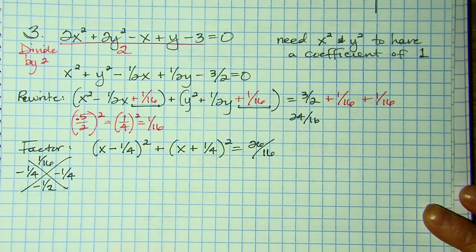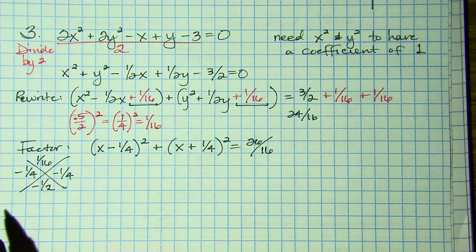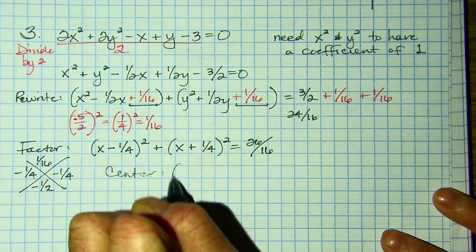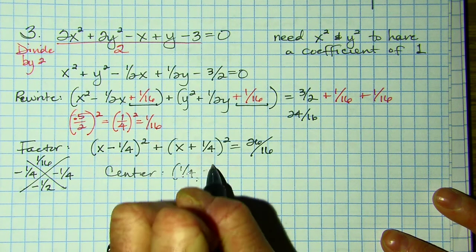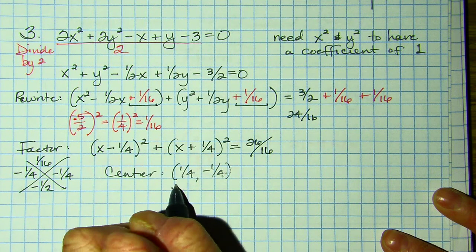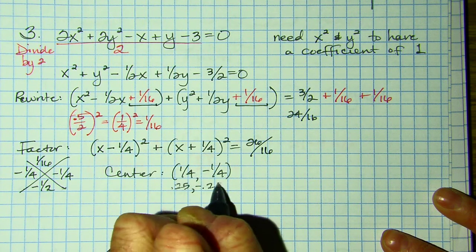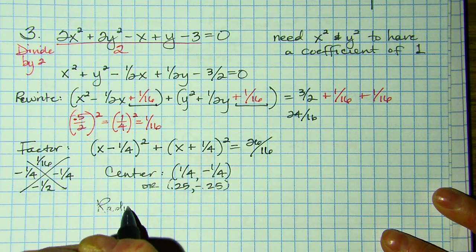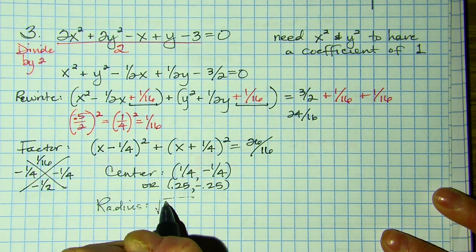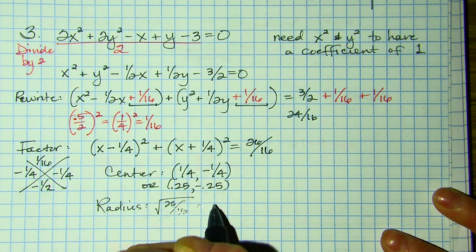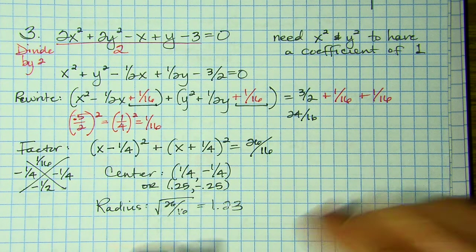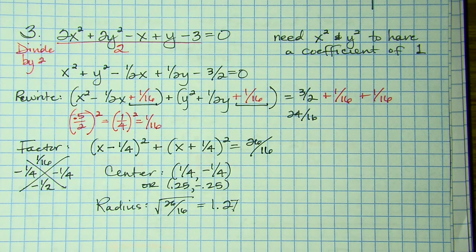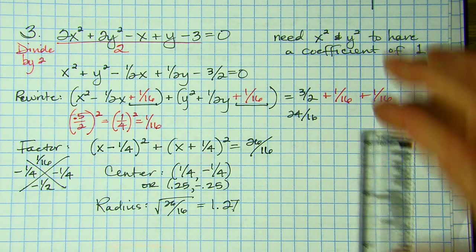All right, so my center is at 1/4 and negative 1/4, or 0.25 and negative 0.25. And my radius is the square root of 26 divided by 16, which gave me approximately 1.27. So we just make it into a decimal, makes it the easiest, and then I'm going to graph.